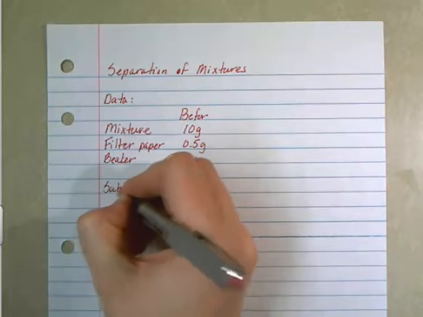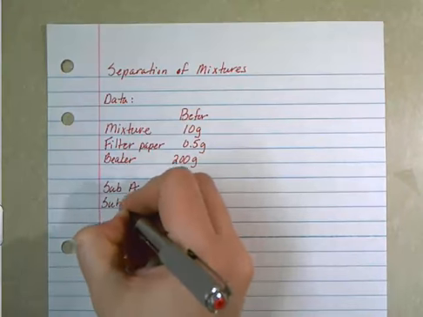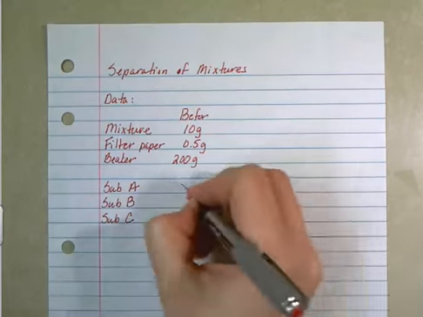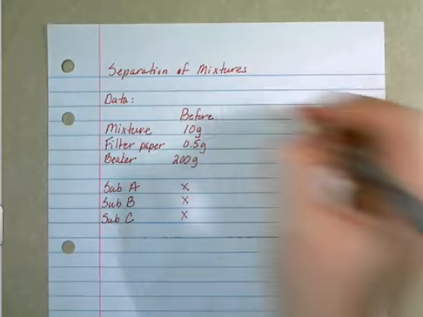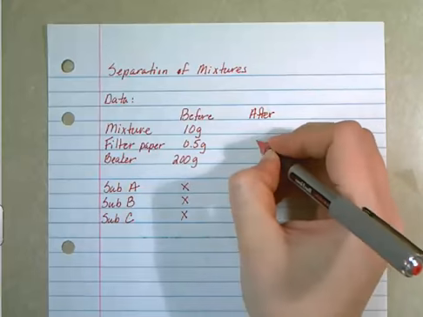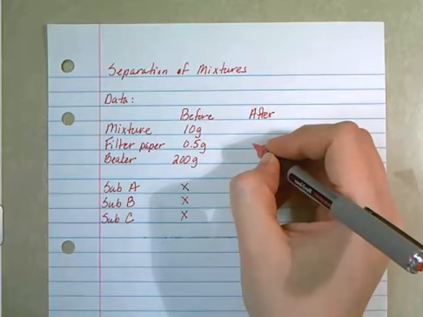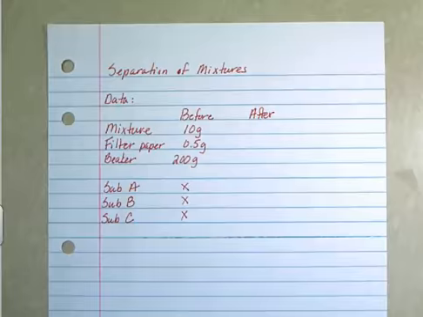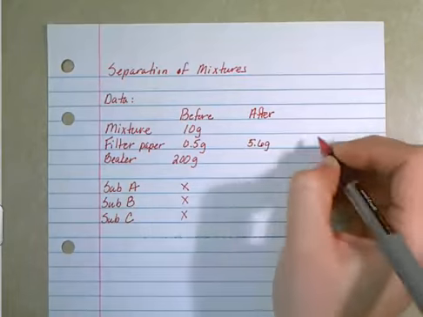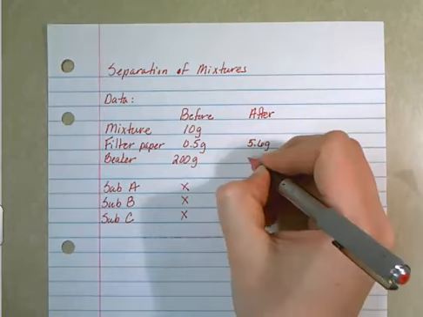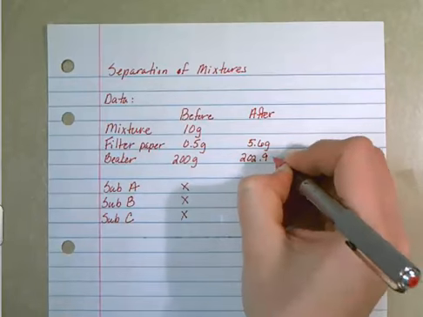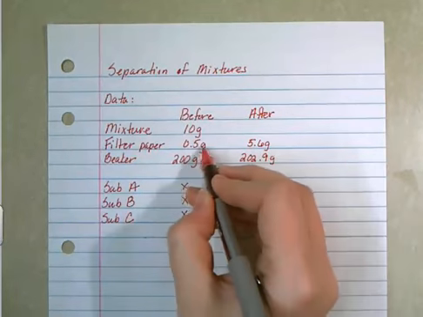So when you look at your final amounts, the amounts that you have after you've separated them, we're not going to have any before amounts on this, but we'll have some after amounts. Let's say your filter paper ended up being about 5.6 grams with the substance in it, and your beaker ended up being about 202.9 grams. So what you need to do is subtract out the filter paper.